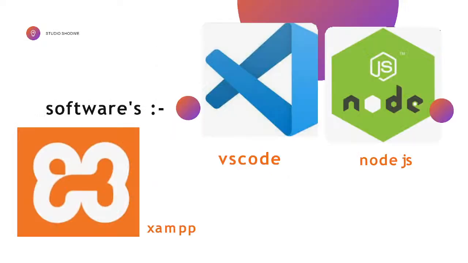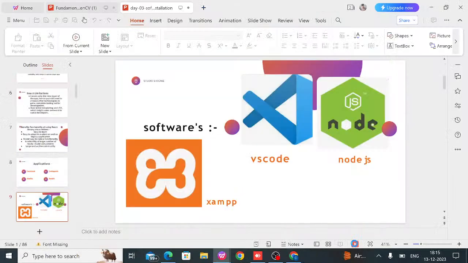So now we are going to start installing various softwares. To develop any applications using React, one has to have these three softwares. VS Code for programming React applications, Node.js, which works at the backend, and XAMPP for interconnecting the program with the web page, like a server. Okay, so let us start installing VS Code first.